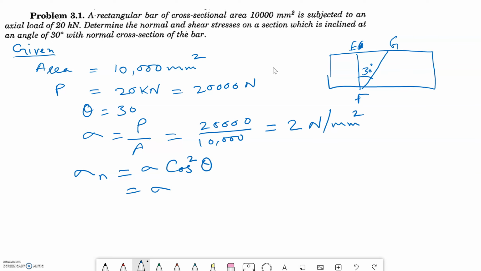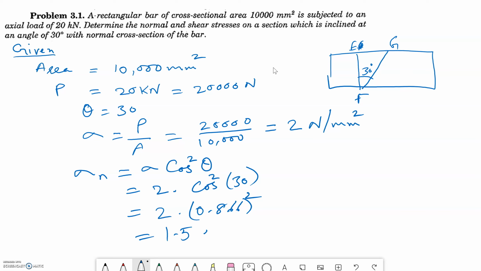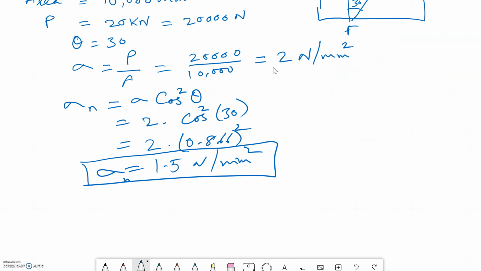And then you substitute the values of sigma. Sigma is 2 times cos square 30. Now solving this, cos 30 is 0.866, squared, and then when you resolve it, you get 1.5 Newton per mm squared. This is your sigma n. This is your first answer.